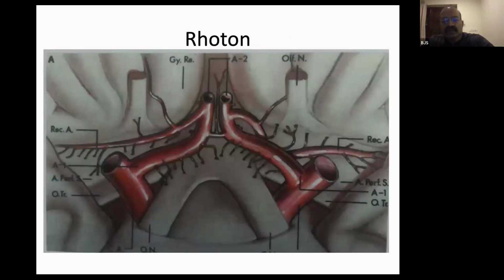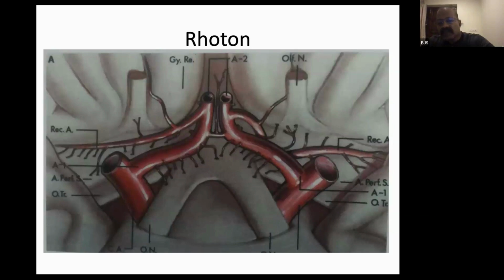Now, this is the view from below. Sorry, from the front, and you can see the optic chiasm and the optic nerves. The space between the optic nerves is called the interoptic space, and you can see the disposition of the A1 segments that follow the surface of the optic nerve.